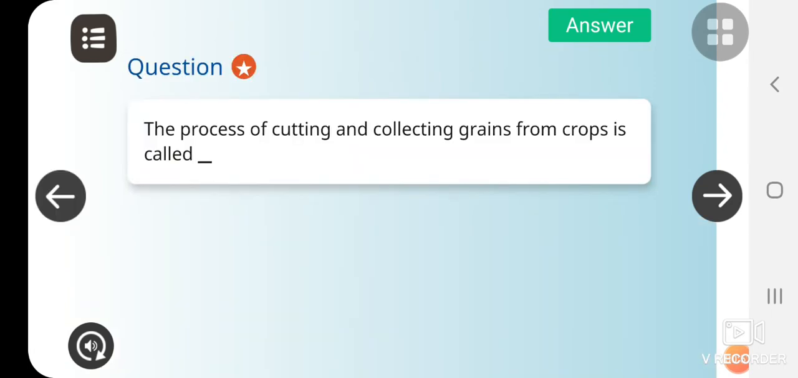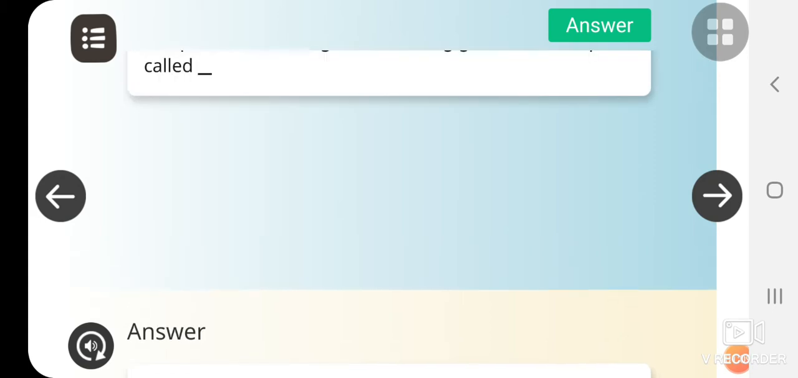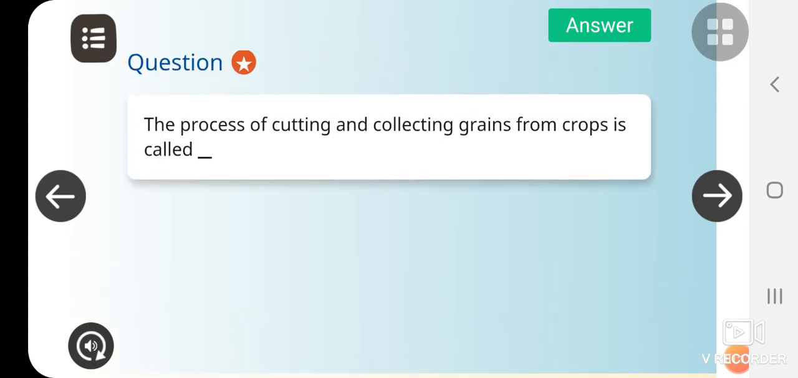The process of cutting and collecting grains from crops is called harvesting. So, harvesting is the process of cutting and collecting grains from the crops.